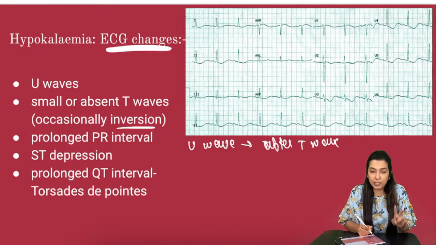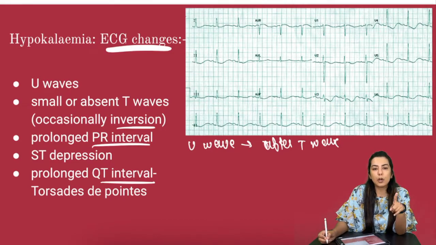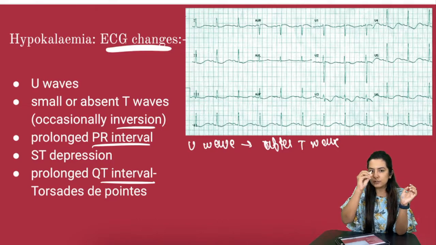There are two intervals to remember, the PR interval and the QT interval. There can be a prolonged PR interval and a prolonged QT interval, and there will be ST segment depression. So ST segment depression, T wave inversion or absence of the T wave, or you can see a U wave. So a new wave will appear, that will be the U wave.